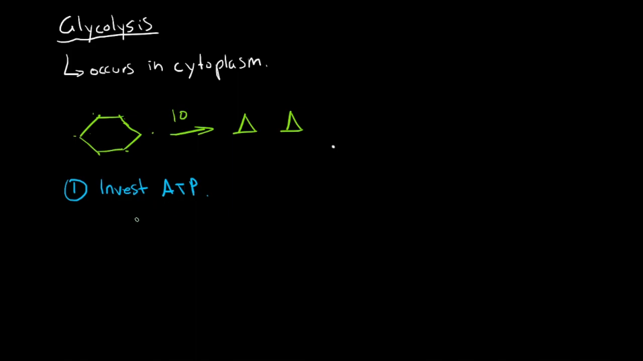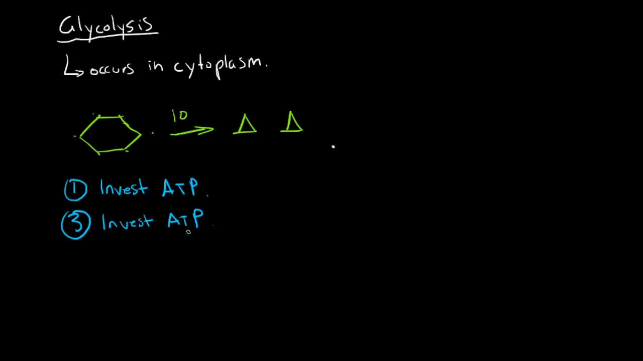And then nothing really happens until the 3rd step, where you invest another ATP. And that is when you're going from a fructose 6-phosphate to a fructose 1,6-bisphosphate. And once again, I encourage you to look up an image in your textbook or the internet just to see what I'm talking about here. But if you're looking at this at a basic level, all you need to know is that in steps 1 and 3, you invest ATP. So you use energy in these steps.